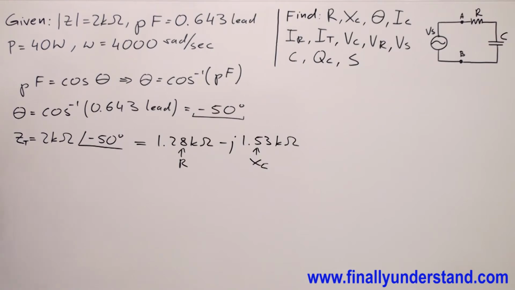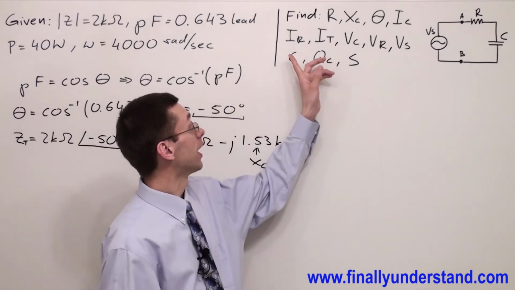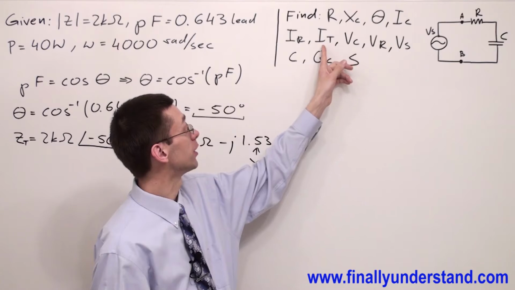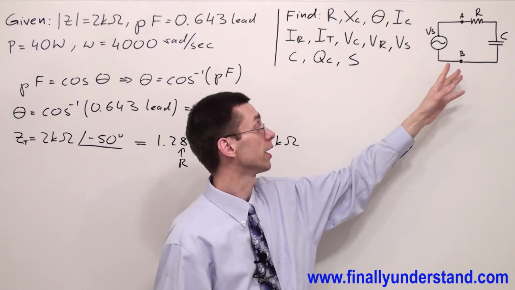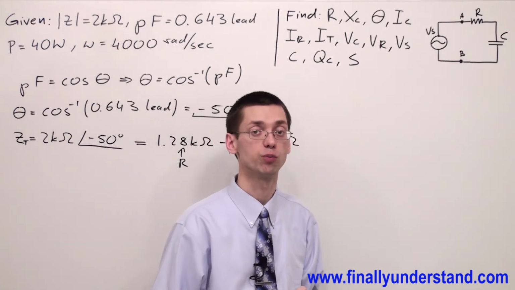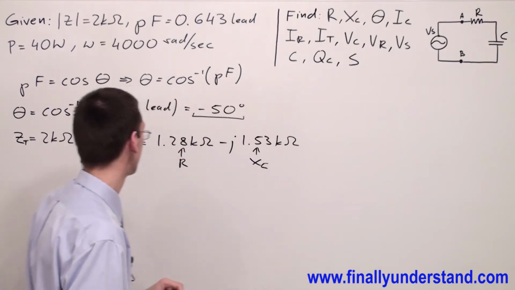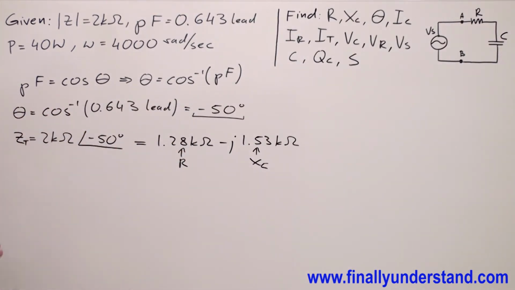Next, we're supposed to find the current. The current in this circuit, I mean I total, is going to be equal to the current which goes through the resistor and the current which goes through the capacitor, because this is a series circuit. How can we find the current in this problem? Please notice that we have been given the true power. The formula for power says power is equal to I R squared times resistance. We have the resistance already, and we have the true power, so we can find the current.